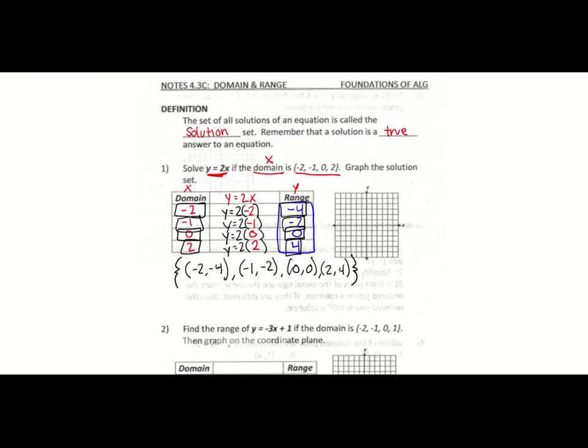So when I do that, I have -2, -4, then -1, -2, 0, 0, and 2, 4. So these are my points, and I can connect them all together with a line. Imagine that's a straight line I connected them through. Okay, so let's try number 2.